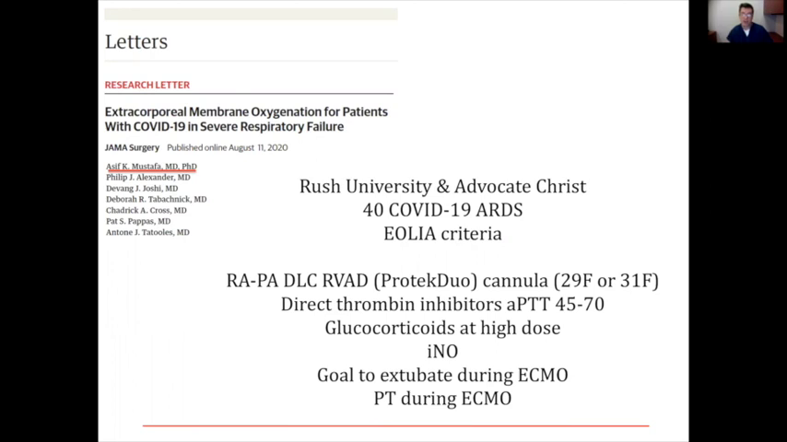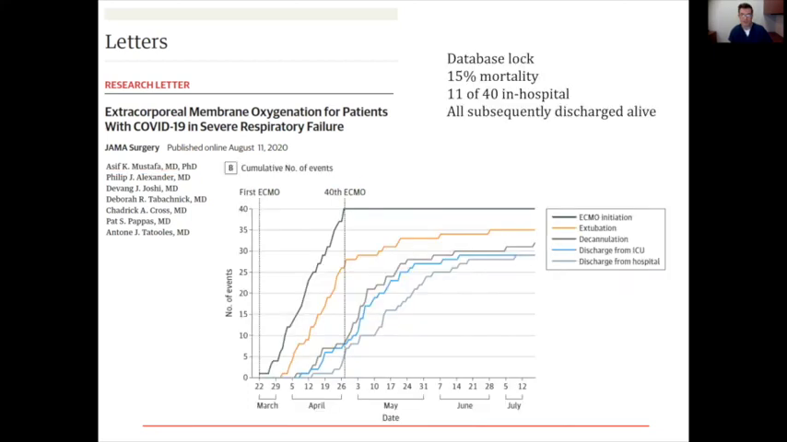But they also use direct thrombin inhibitors instead of heparin, very high doses of glucocorticoids even before the RECOVERY trial came out, and inhaled nitric oxide, and their goal was to extubate patients during ECMO and do physical therapy. So somewhere in that package of interventions, though some of that may not be necessary at all, we're not sure which of those resulted in these good outcomes.